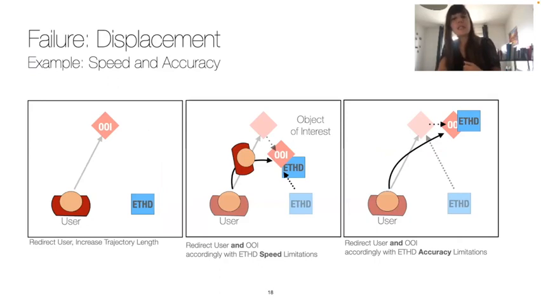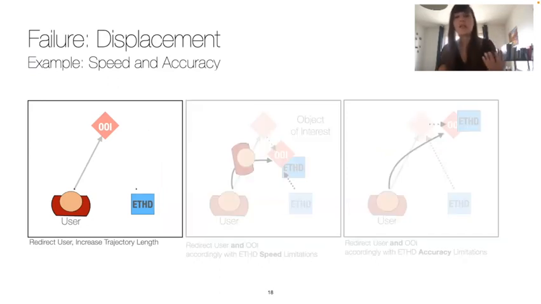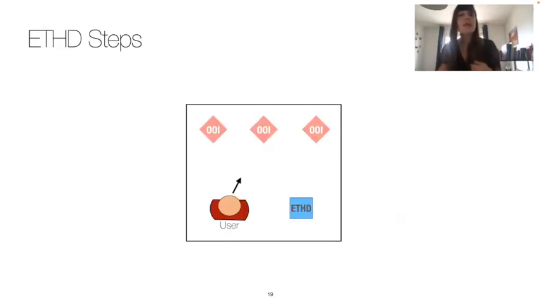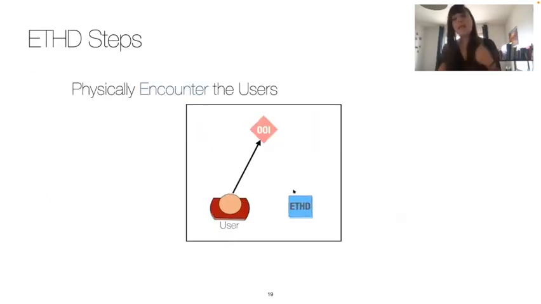For speed and accuracy, many graphics techniques were employed where the user's trajectory is altered without the user noticing it. Here, it is, for instance, increased to let some time for the interface to reach the object of interest's position. These types of techniques can even change the OOI position to tackle speed and accuracy limitations. More details are available in the paper. So we've first seen the intention, then second the displacement. Now let's focus on the final part of the ETHD definition, providing haptic feedback.